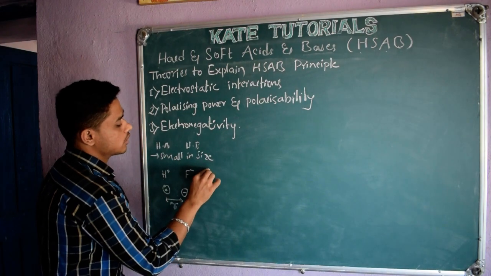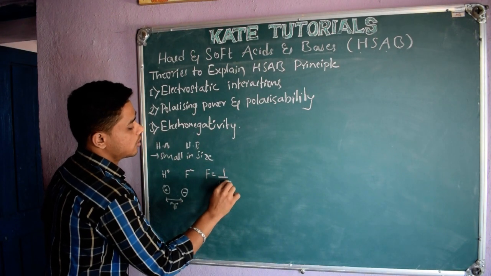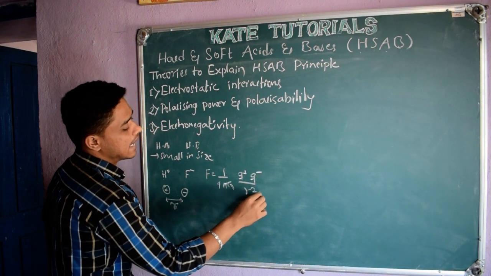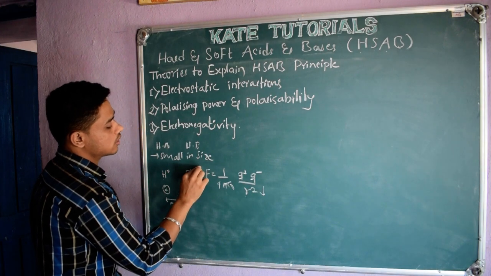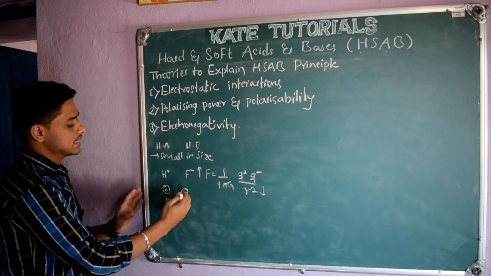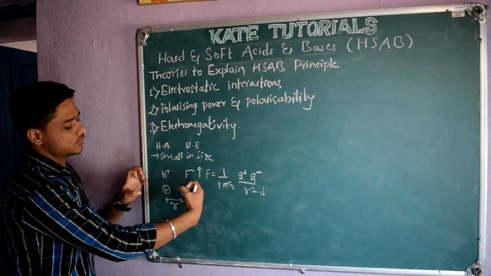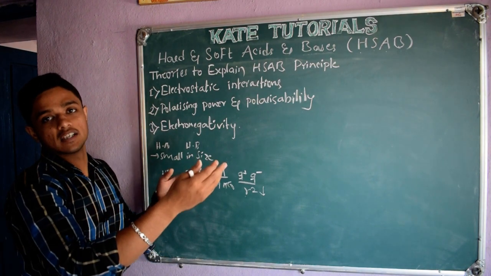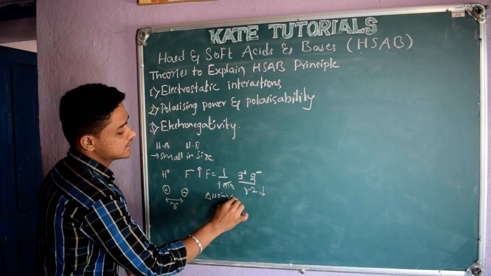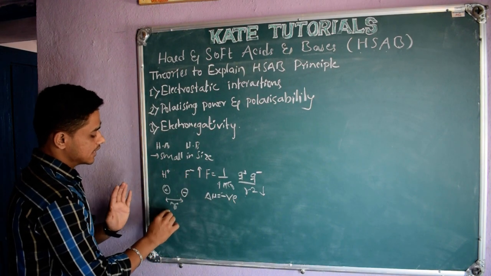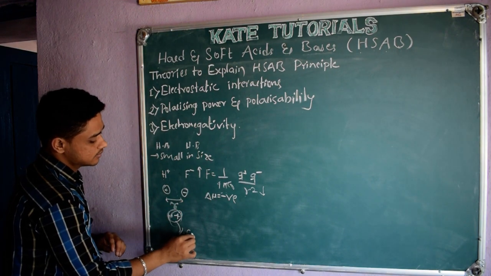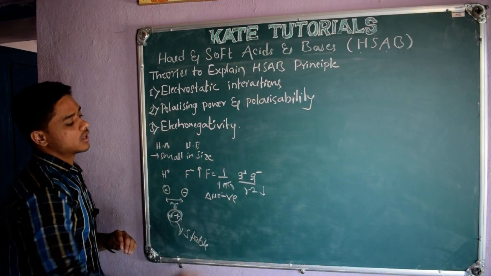From Coulomb's law, F is equal to 1 by 4 pi epsilon naught, Q plus Q minus upon R squared. Since R is small, the force of attraction is more. Since the force of attraction is more, the energy released will be more. When these positive and negative ions come very close, energy is released. Energy release means exothermic, so delta H will be negative. When delta H is negative, this HF complex will be very stable. This occurs only when size is small.